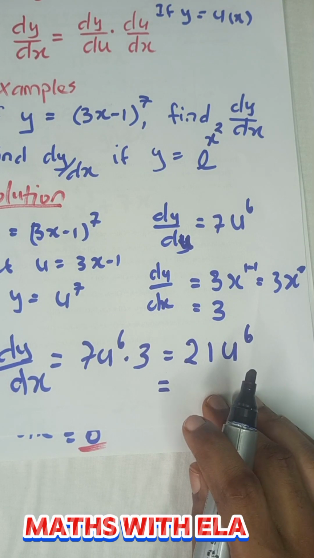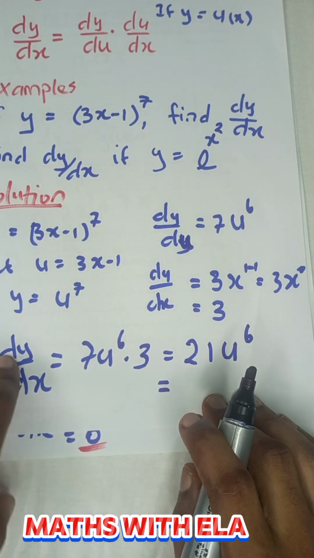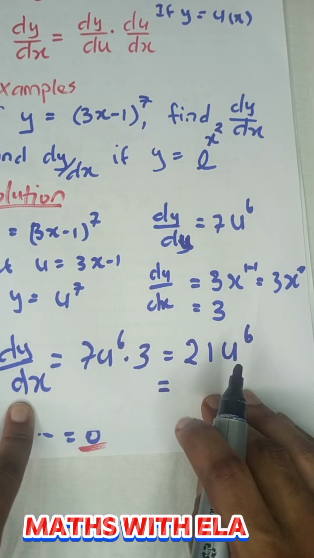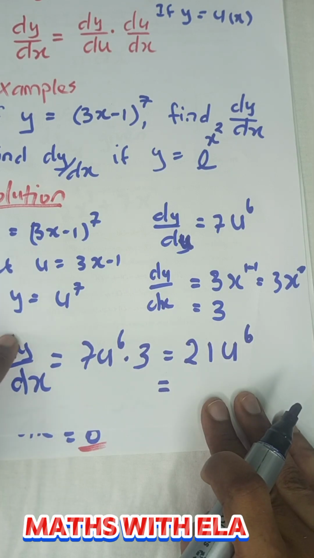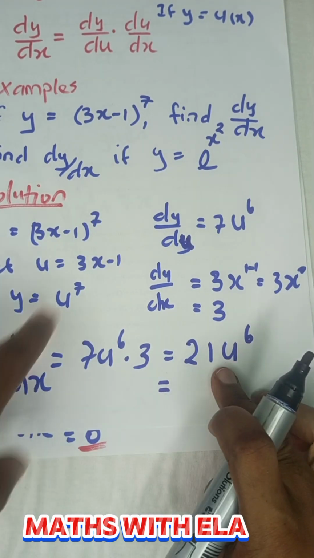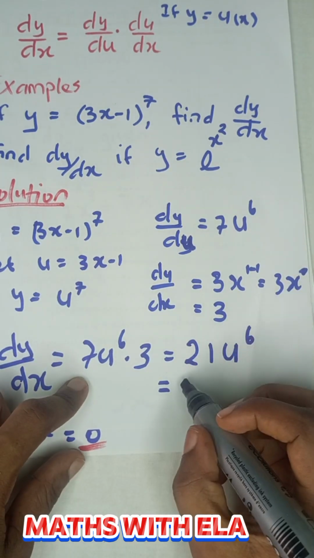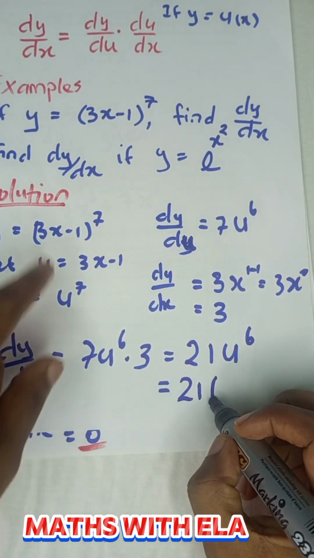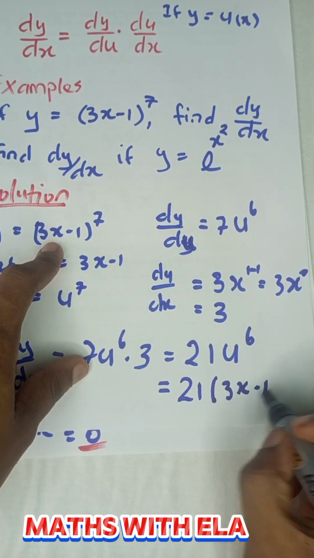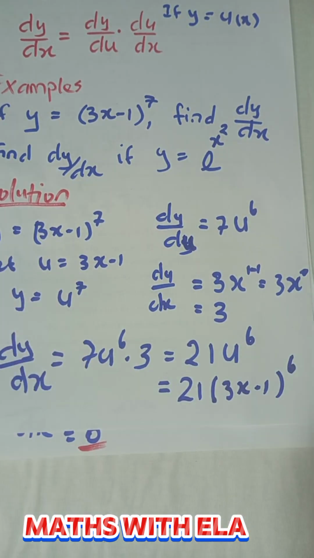Our original function was given in terms of x, and our final answer should be in terms of x, because we are finding the change of y with respect to x. So we replace u by the substitution that we made initially. So this will give us 21 into (3x minus 1) raised to the power 6.